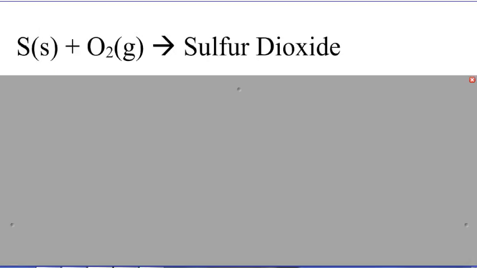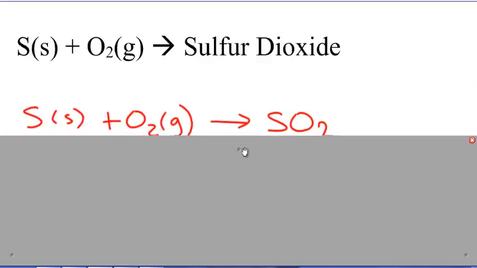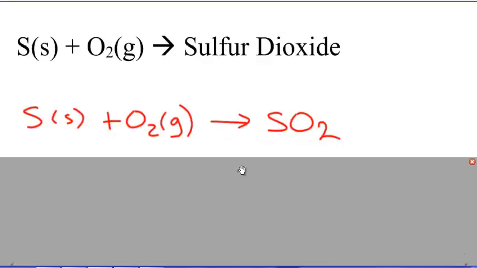Here's another example where the product is now a covalent compound. So I had to tell you what it was because sulfur and oxygen have more than one possible combination. In covalent, we use the prefixes instead of the charges. Sulfur dioxide means that there's 2 oxygens. So we have S plus O2 yields SO2.